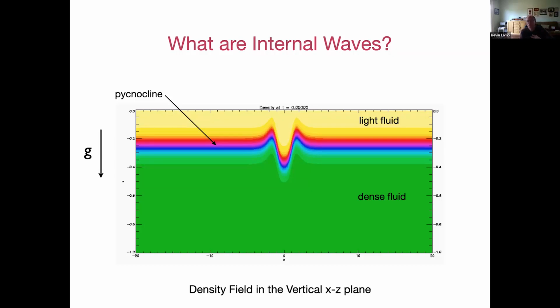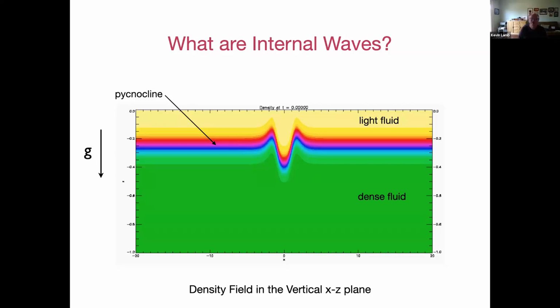So everything I'm going to talk about will be in two dimensions in the vertical plane. So this slide illustrates, the colors illustrate the density field. So you've got light fluid overlying dense fluid. In this case, there's a layer called the pycnocline where the density varies. Okay, so in this case, you could model it as a two-layer fluid, but as I'll illustrate, more complicated stratifications are much more interesting in terms of nonlinear waves.